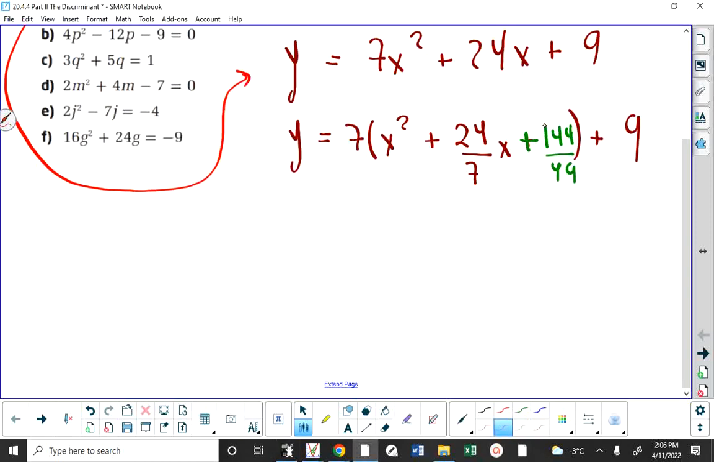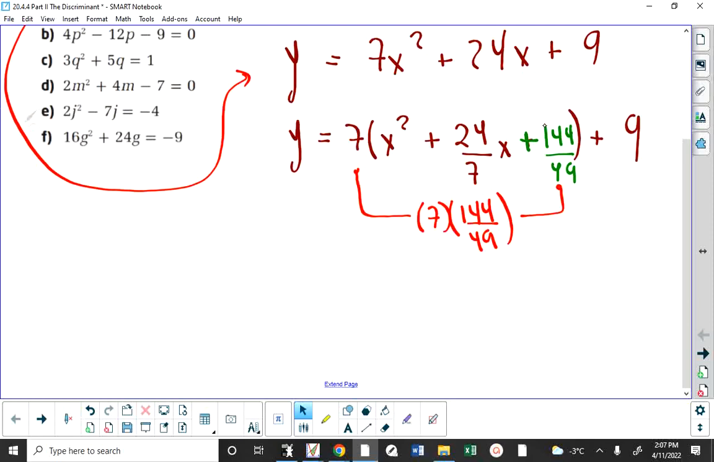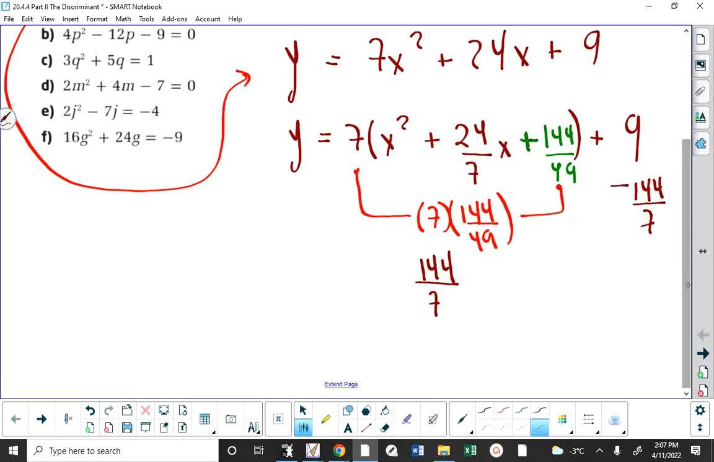I then need to take this number and multiply it by that 144 over 49 to get 144 over 7. 7 will cancel with a 7 in the 49. And that means I subtract 144 over 7. And I'm pretty much done here now.